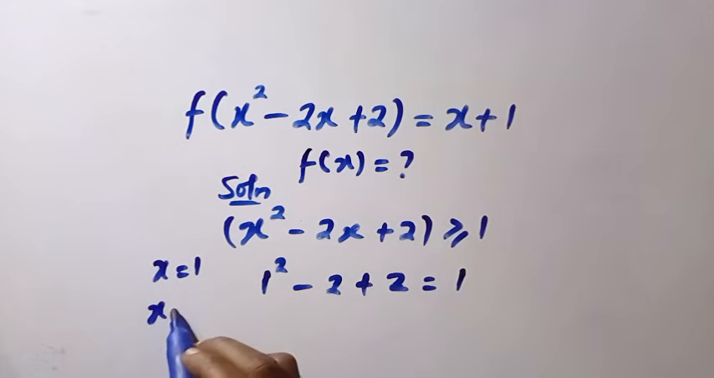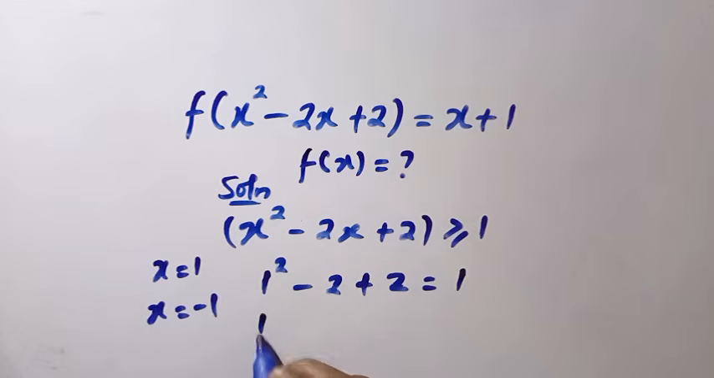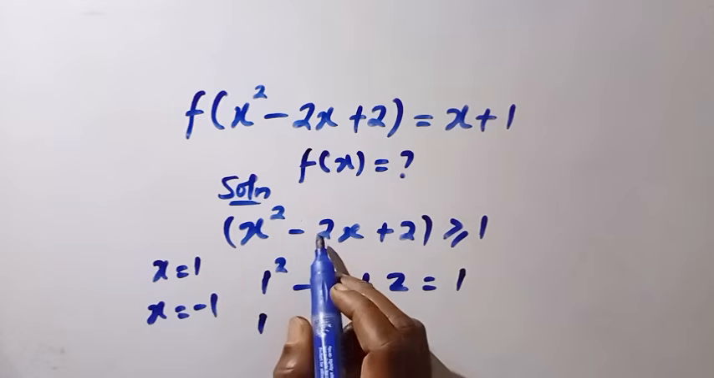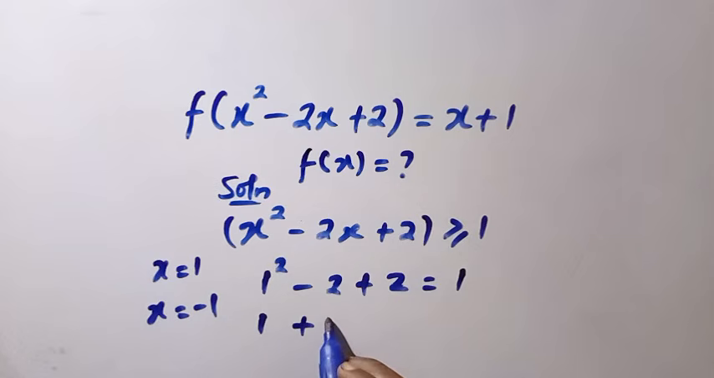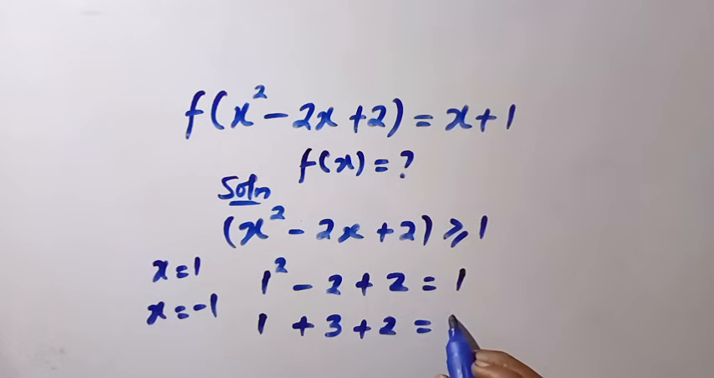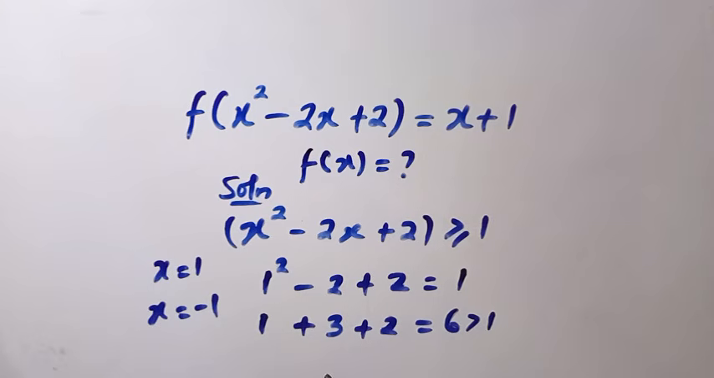And if I test for when x equals negative 1, we have negative 1 squared, that is 1. Minus times minus is plus here. This becomes plus 3. And here is plus 2. So this equals 6. That is greater than 1. And any other values that we plug in are going to be greater than 1.